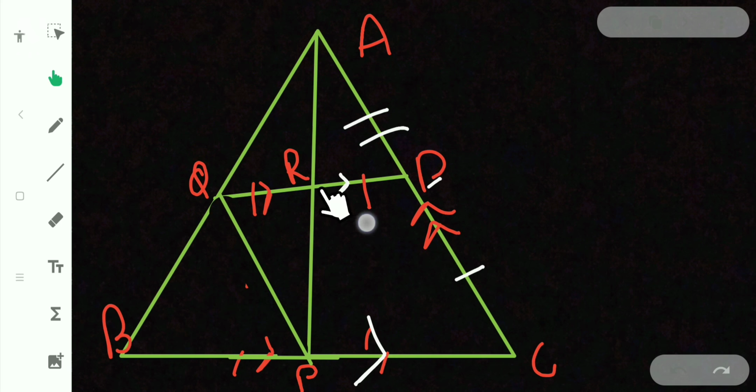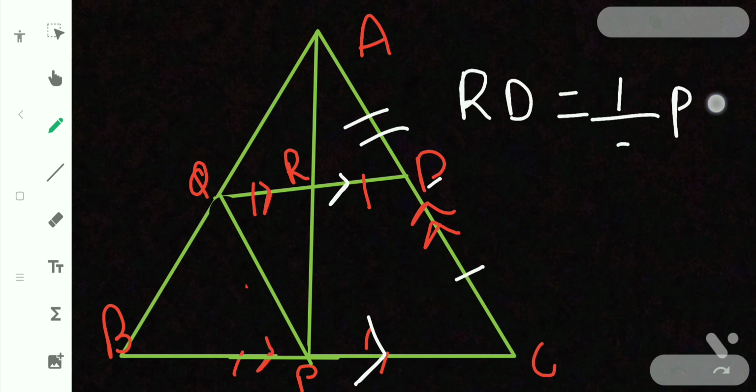So again, as this is a line joining two midpoints, by the midpoint theorem in this triangle, RD will be equal to half of PC. Sorry, not BC, it is half of PC.